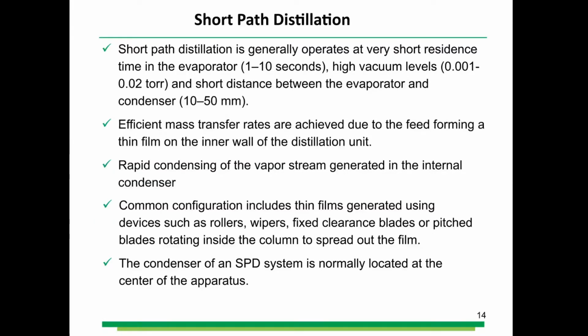Short-path distillation generally operates at very short residence times and high vacuums, and the distance between the evaporator and the condenser is very short. As a result, we have very efficient mass and heat transfer, and the condensation of the vapor generated on the internal condenser is very quick. Common configurations include thin film generated using devices such as rollers and wipers, fixed clearance blades or pitch blades rotated inside the column to spread out the film.